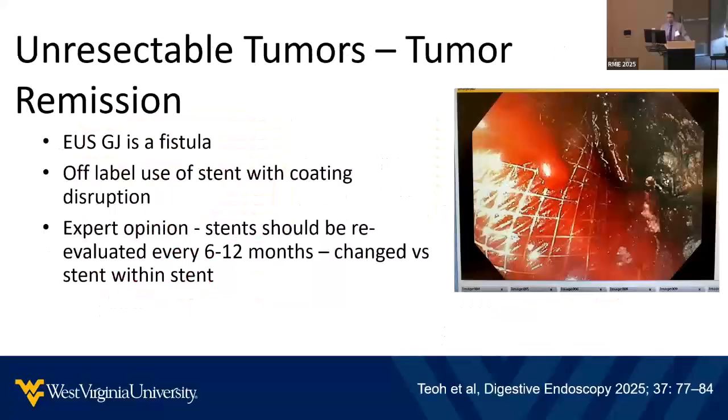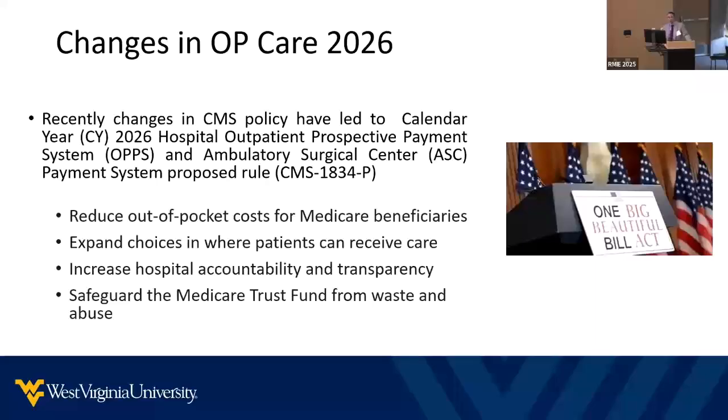And then finally, for unresectable tumors, more and more we're seeing that the coating on these lumen-apposing metal stents can get ingrowth and overgrowth. So expert opinion right now is that these need to be changed out every 6 to 12 months if you're going to use those. And then finally, there's been changes in outpatient care.